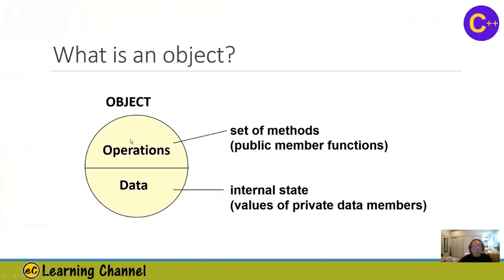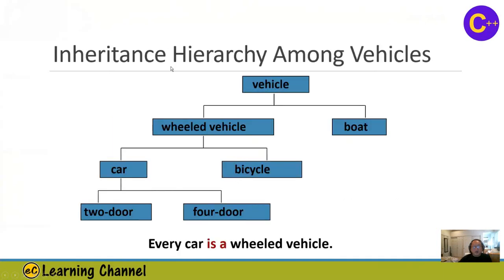So what is an object? An object has an operation and data. Your data, you usually try to put it as private. Operation you put as public. So you can only use the function to access the data. For the inheritance hierarchy, you can have a vehicle, and this vehicle can be a boat or a wheel vehicle. A wheel vehicle can be a bicycle or a car, and a car can be two-door or four-door. So this is the so-called inheritance hierarchy.